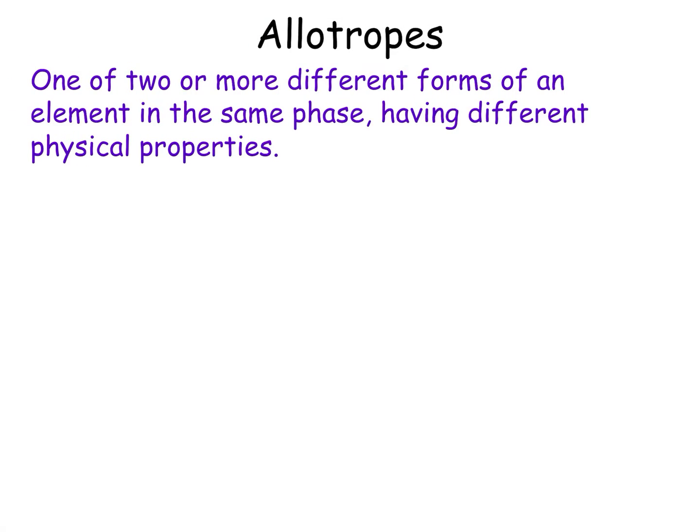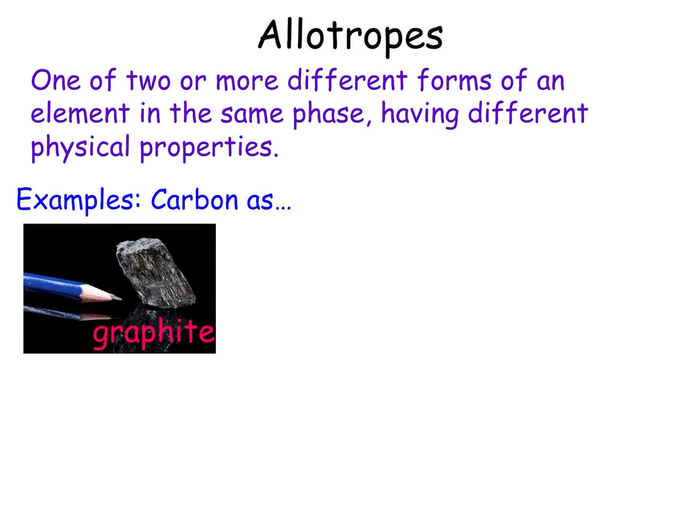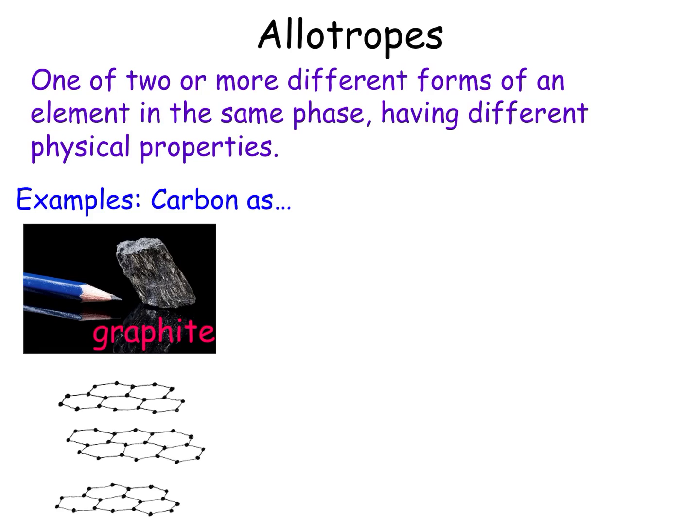One last thing: allotropes. An allotrope is one of two or more different forms of an element in the same phase, but they have different physical properties. Classic example, carbon. Carbon has 3 allotropes. We've got our very familiar graphite, pencil lead. Never say pencil lead again, it's graphite. This is what it looks like on a molecular level. These are sheets. And when you write with a pencil, you're leaving a trail of carbon atoms behind, and that's why it breaks so easily, because they just shred off in sheets.